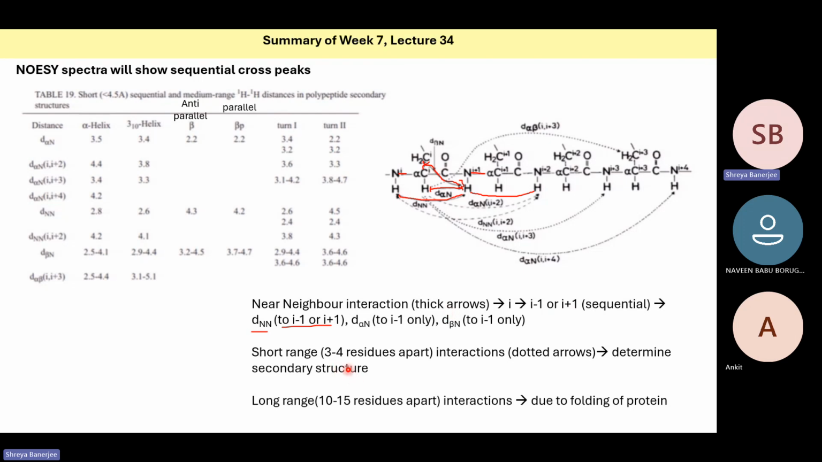The short range interactions will help to determine what is the secondary structure. So as you can see here, different secondary structures. So we look at alpha helix.